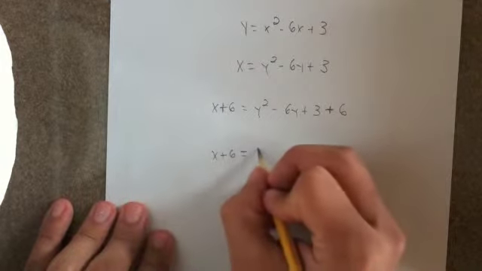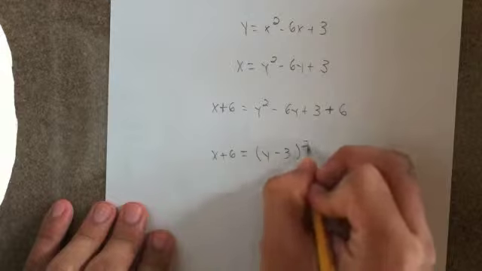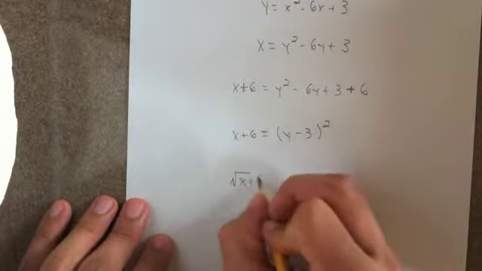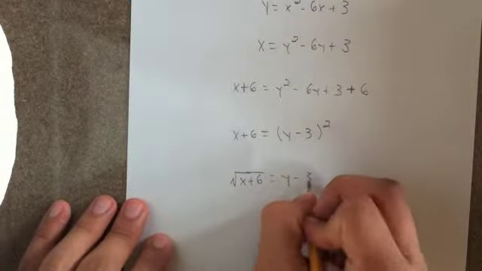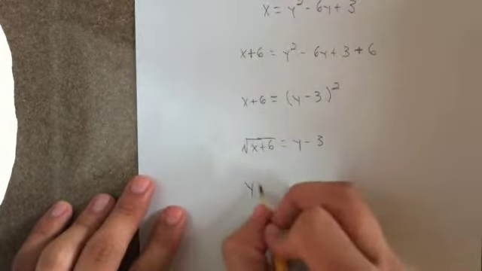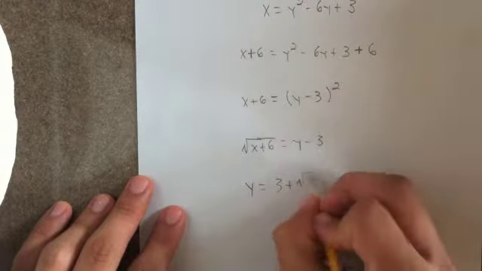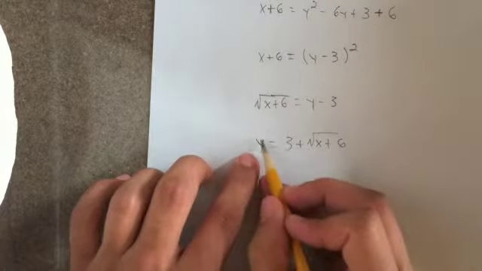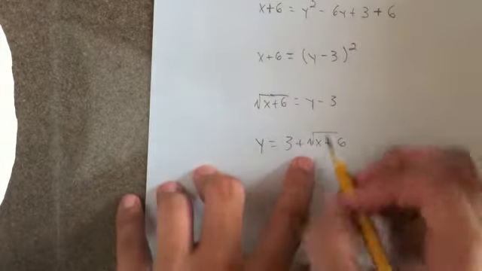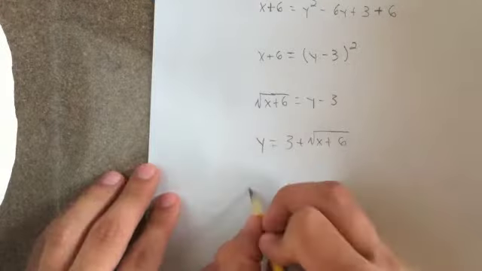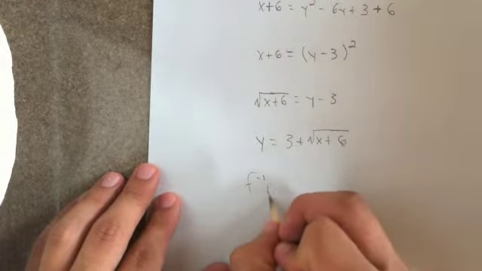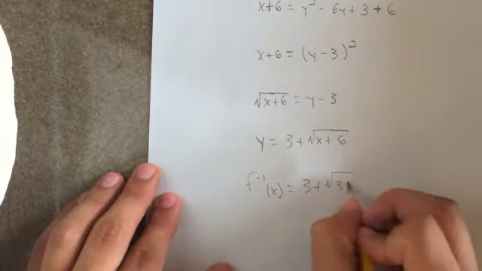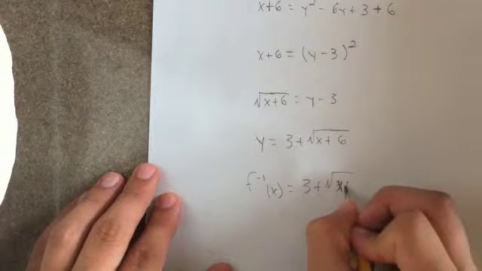write it, simplify it, y minus 3 squared. Solve for y, we take the square root, so the square root of x plus 6 equals y minus 3. Do a little algebra, y equals 3 plus the square root of x plus 6, and there you have it. You have the dependent variable in terms of the independent variable. So then you just write it just like that. f inverse, the inverse of f of x, equals 3 plus the square root of x plus 6.